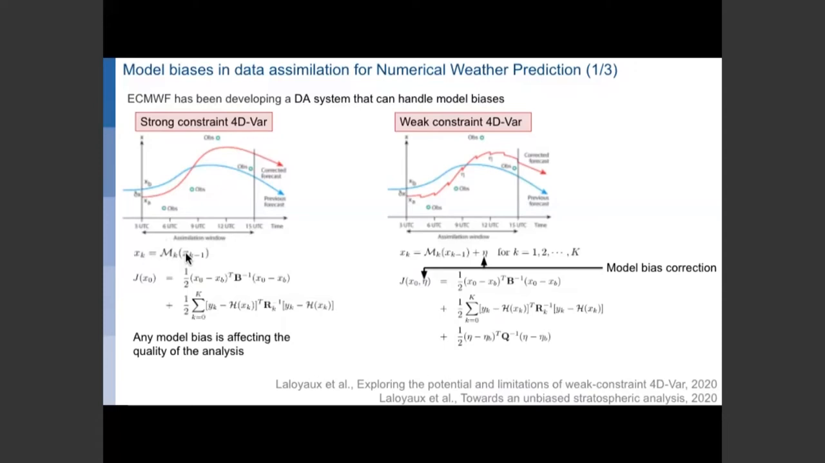It's just, you've got this schematic here. The only way you can improve the fit to the observations is by changing the initial state at the beginning of the estimation window. The problem is that if you've got model biases, your model biases will be transferred into your analysis. And that's why over the years, we worked on a different solution called weak constraint 4DVAR.